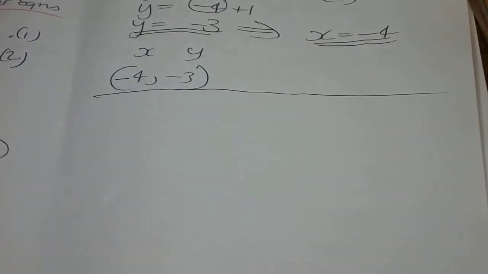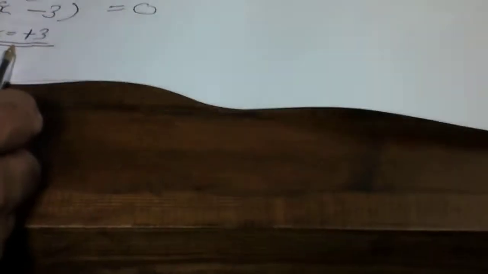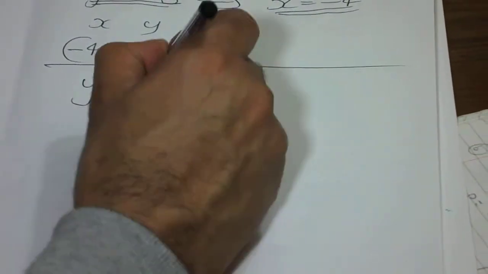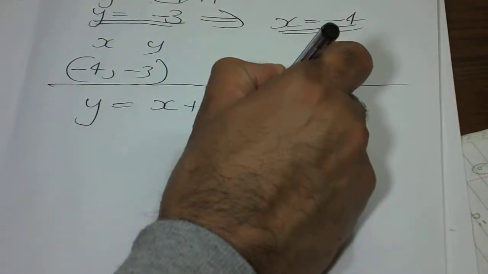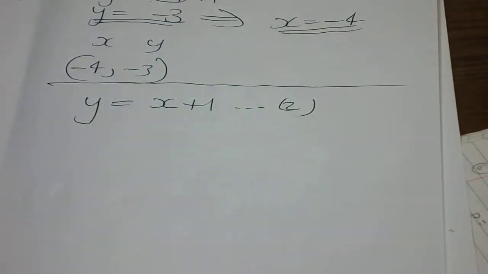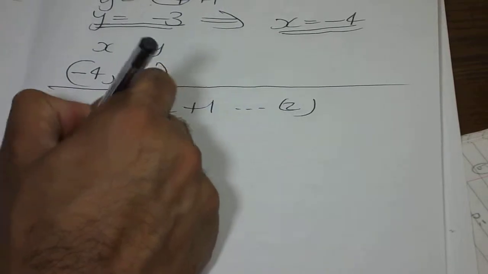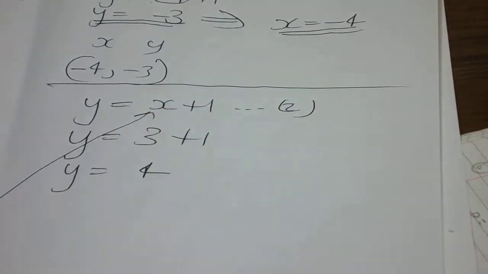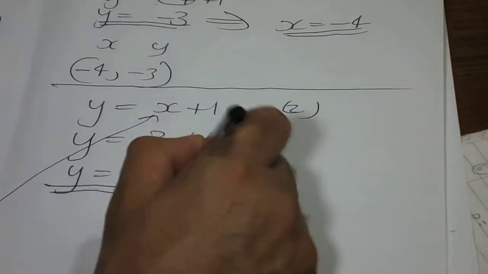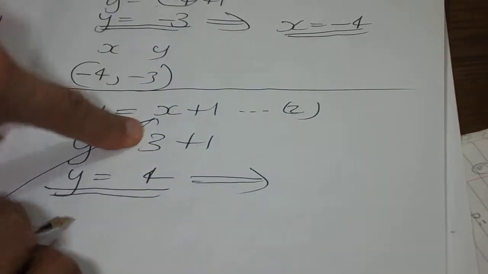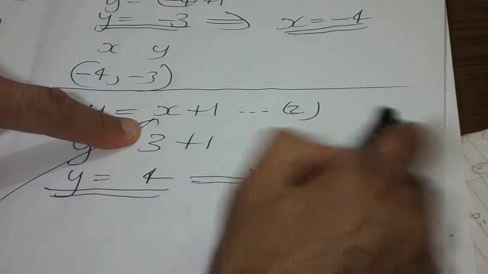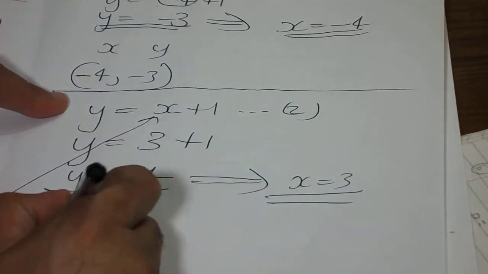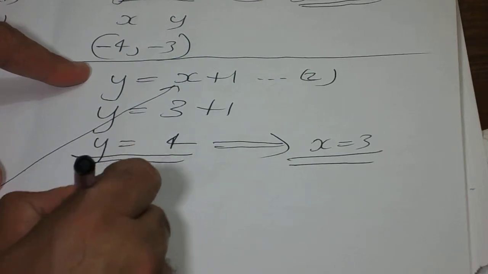Now let's look at our next solution, which is x is equal to plus 3. So we're substituting it back into the same equation, y is equal to x plus 1, which is our second equation. So we get our plus 3, put into here. So y is equal to 3 add 1, y is equal to 4. y equals 4 corresponds to our x value of 3. And if you rewrite that as an x and y coordinate, that will give you 3, 4.